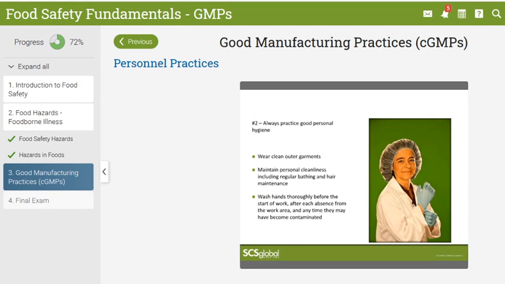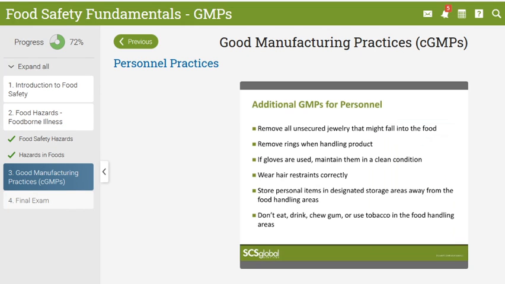The second GMP is to always practice good personal hygiene. Employees should always wear clean outer garments, maintain personal cleanliness, and wash their hands thoroughly throughout the day. Some additional GMPs for personnel would be to remove all unsecured jewelry that might fall into the food to avoid physical contamination. Remove rings when handling product. While they are unlikely to fall off, they can harbor bacteria and other microorganisms. And if gloves are used, maintain them in clean condition.